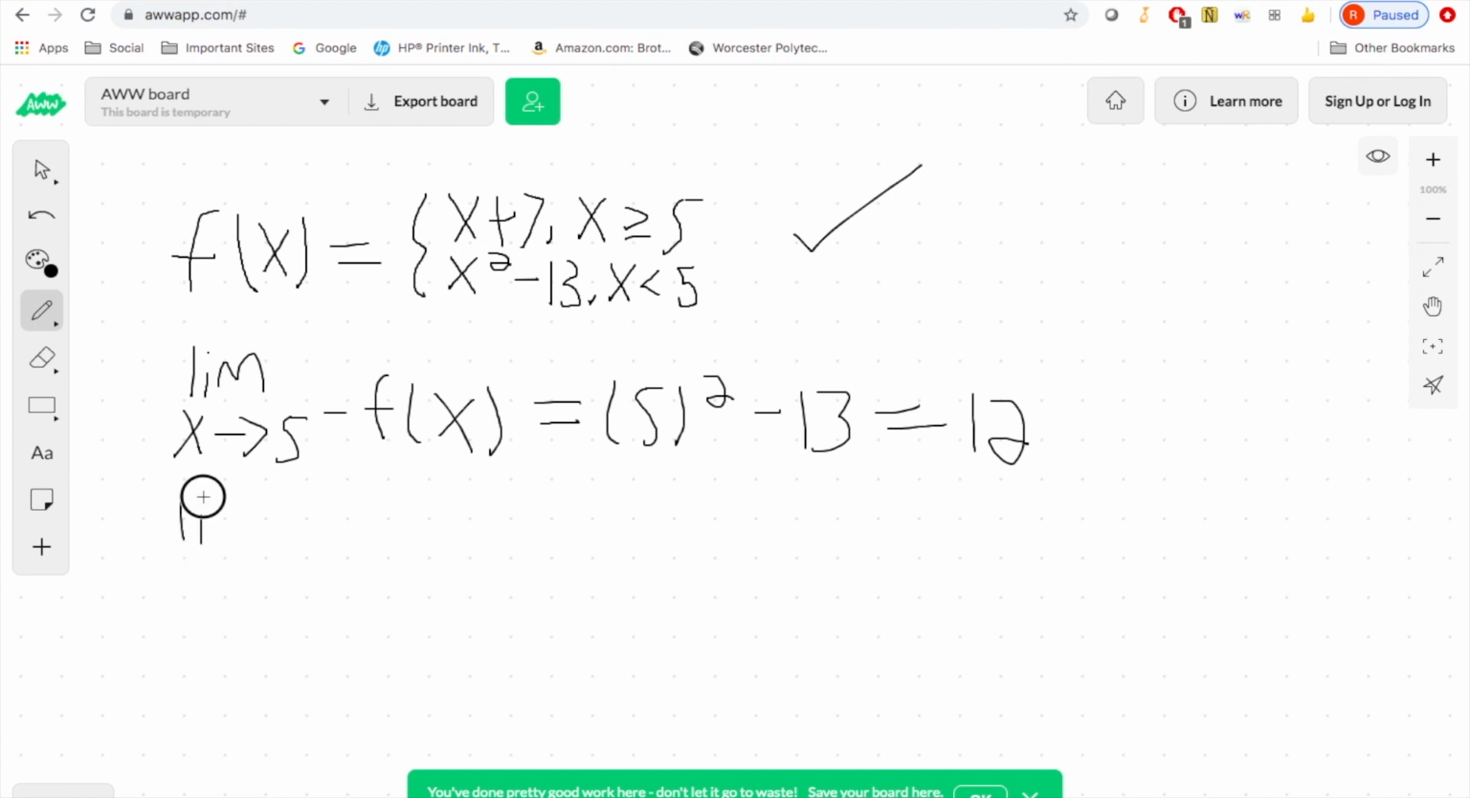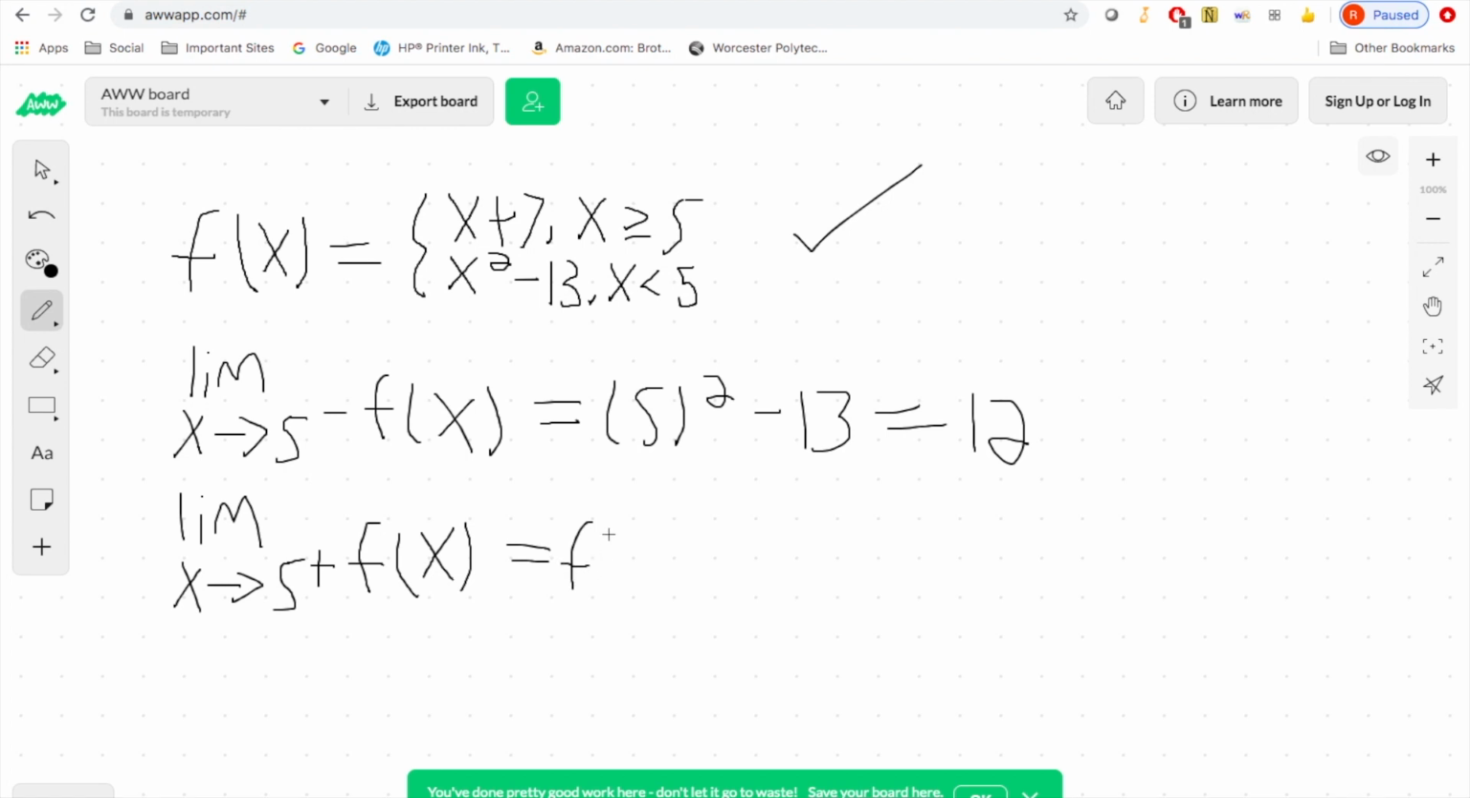Now we've got the limit as x approaches 5, this time from the right, of f of x. I just want to point out, since the positive side relative to 5 is the equal to, this is also going to be equal to f of 5.